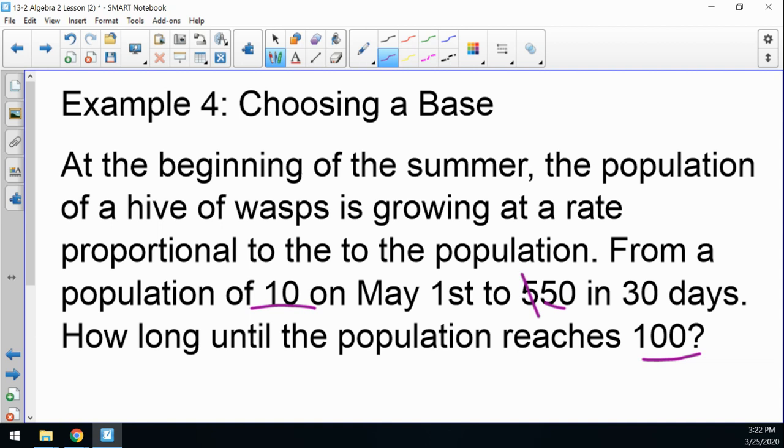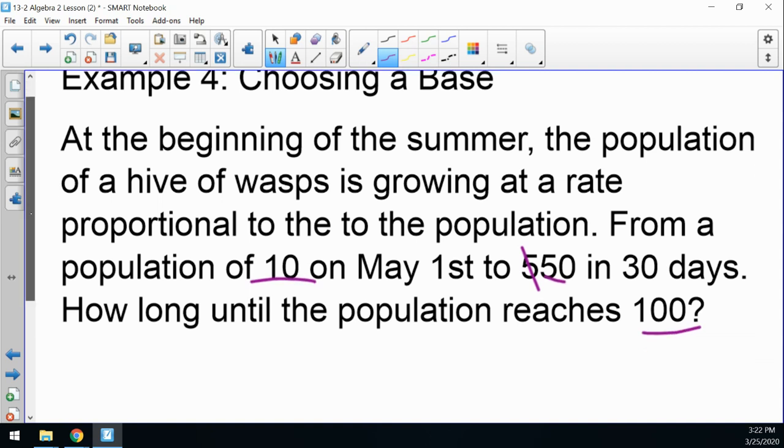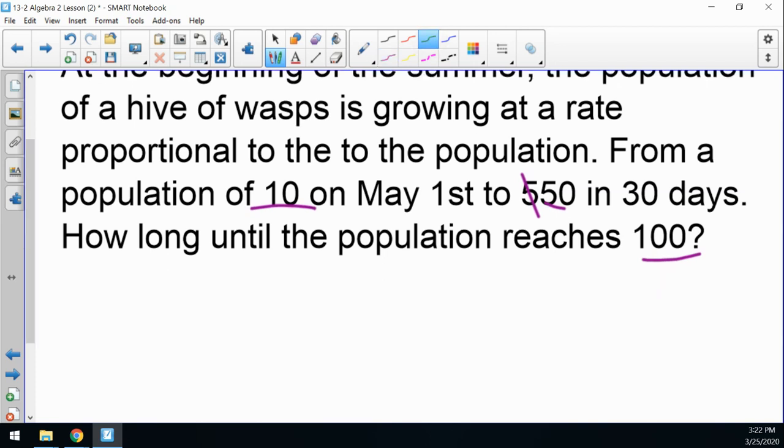Okay, so it's growing proportional to its current population. So we've got to think of it this way. Our initial amount, y0, is going to be 10. That's what we know. We also know that after 30 days, it's going to be 50. So this is how I would do it. There's a couple different ways we can do it, but this is how I would do it.